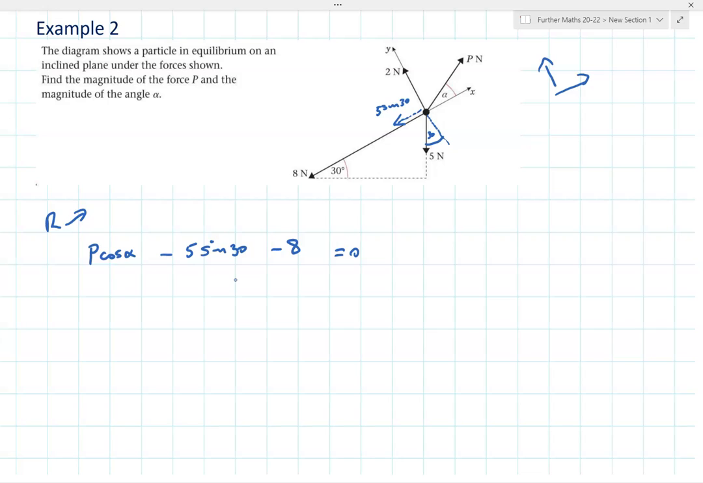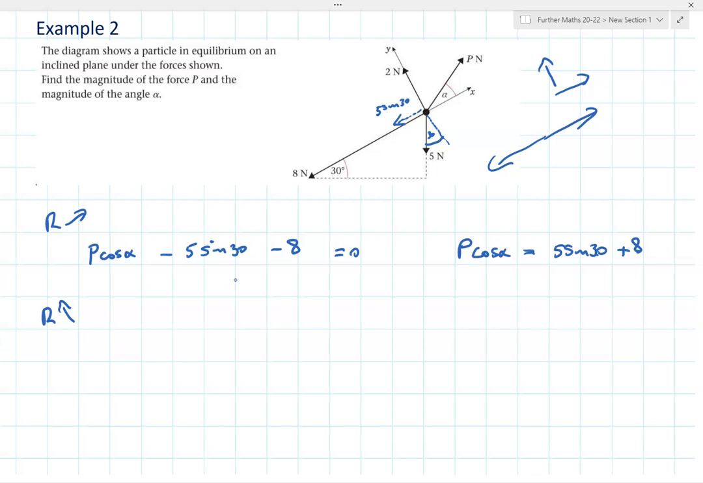Again, you might prefer just to look at forces this way, counteract forces this way. In which case you're just going to get P cos alpha. You're just going to get a rearrangement of this basically, which is 5 sine 30 plus 8. Okay, that's the resolving parallel equation. Resolving perpendicular in this direction.